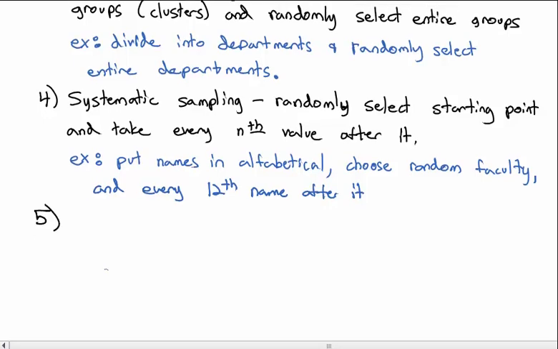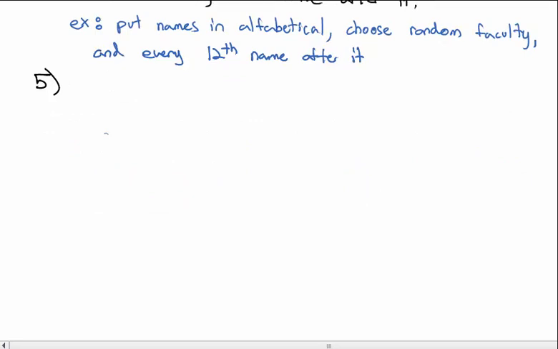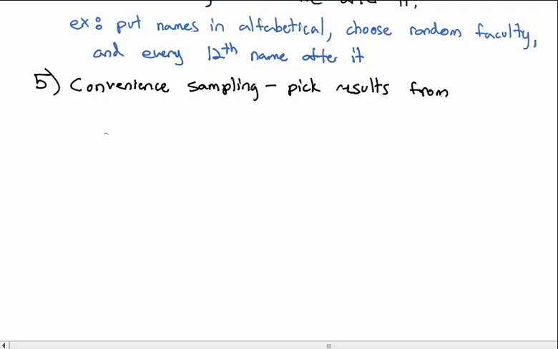The last type of sampling is used a lot, and it's not actually random, so we kind of frown upon it in the statistics community, and that is what is called convenience sampling, where we pick results from readily available groups.